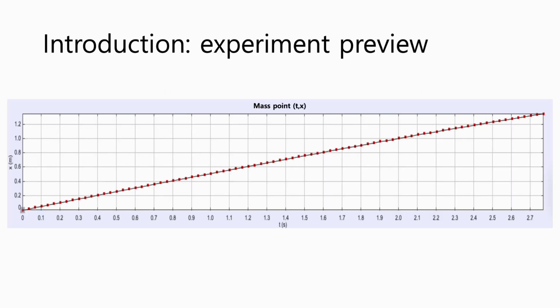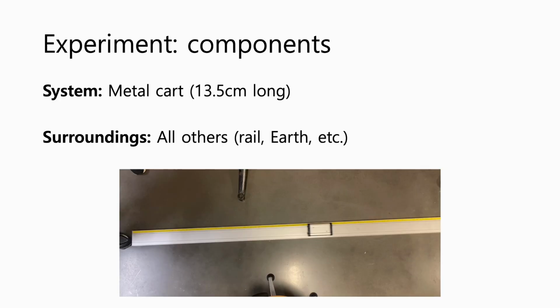This is a preview of the result of the experiment. We can see that the observation showed that the object traveled in constant velocity with zero net force. This is the image of the experiment and the component.